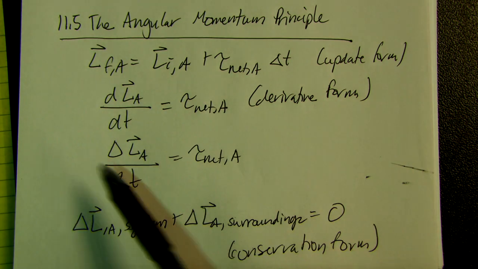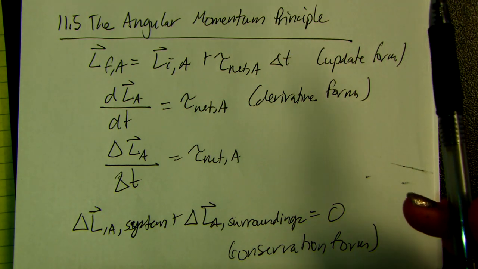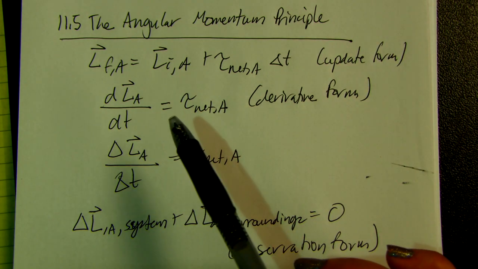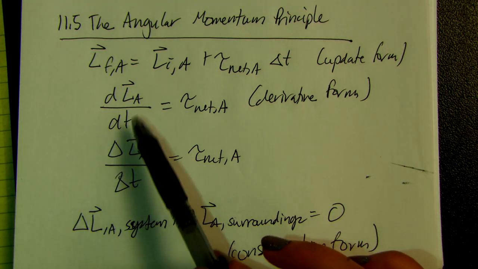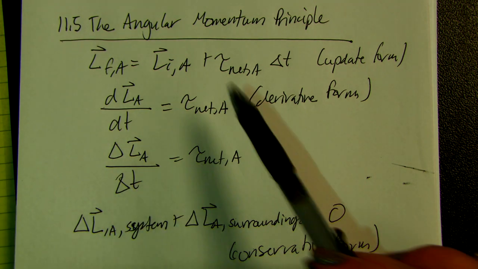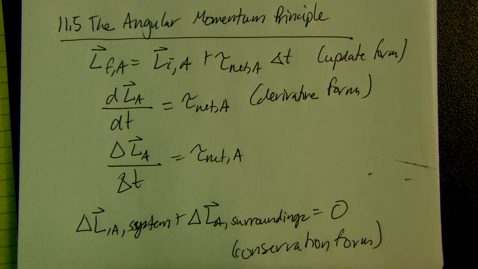But we can see that we've got the update form where final angular momentum is equal to initial plus any torque applied over the length of time that torque was applied. The change in angular momentum with respect to time, either in derivative form or the delta form, will give you the net torque. And because it's a conserved quantity, you can also write it that the change in angular momentum of a system plus the change in angular momentum of the surroundings will be 0. So they can exchange between each other, but they can't exchange anything they don't already have. You can't add angular momentum to the universe.